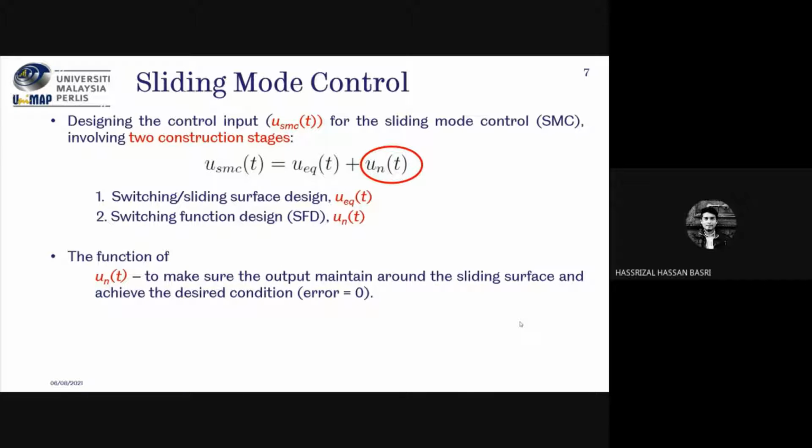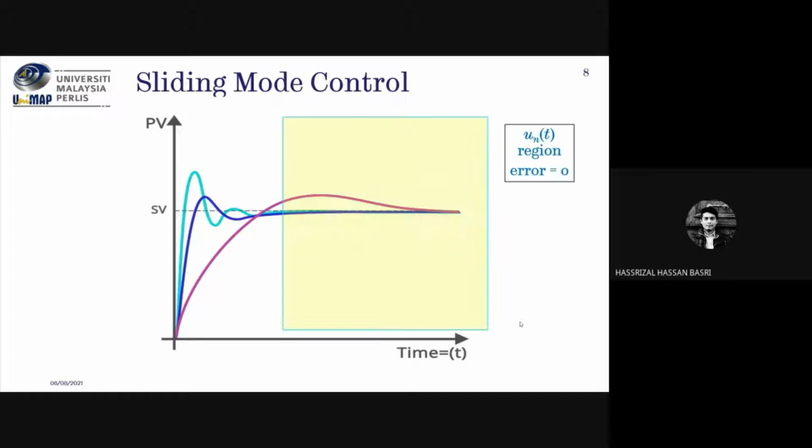So now I can say that the U equivalent is used to adjust the transient performance, while the UNT makes sure the error of the output equals 0. So that's two things. Okay, so this is the USMC structure. You can see that at the end here, the error equals 0. All right. So this is the function of UNT.